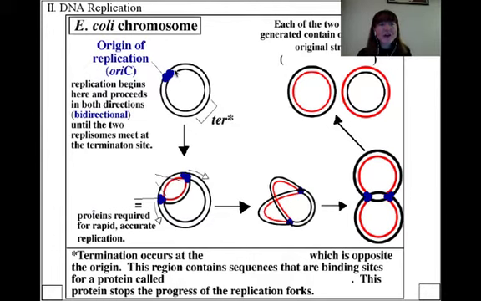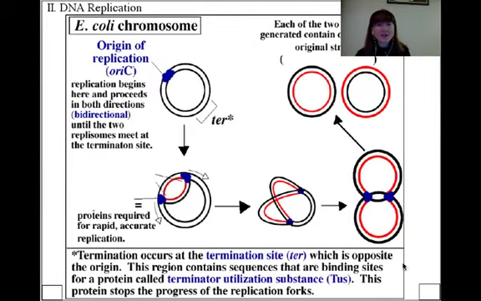And note that replication is bidirectional. That's what I was showing, two different directions, until the replisomes meet at the termination site on the other side. That's where the terminator utilization substance will be bound and will stop the process. It will cause those replisomes to leave the template DNA, and the process of replication will be complete. Now, we should recognize that a replisome is a very complex machine. It's composed of many proteins and many different kinds of proteins. So we'll zoom in on the replisome in a little bit and talk a little more about what's found in it. But suffice it to say that it's a large complex heading in these two directions.